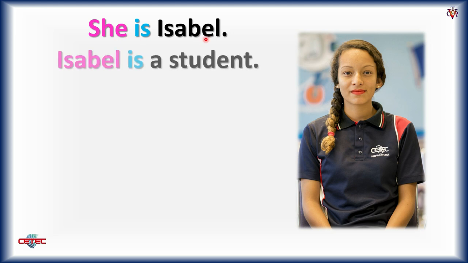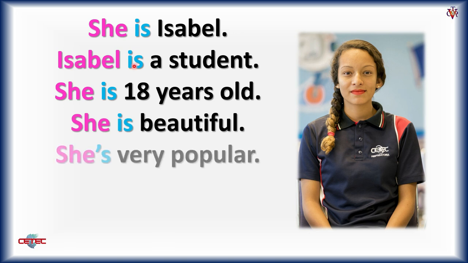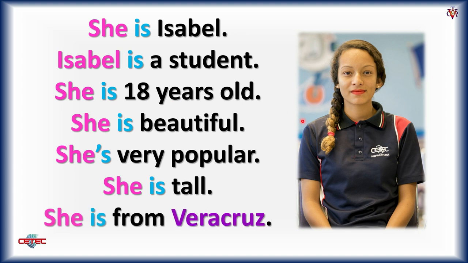She is Isabel. She, it's a girl. Now, Isabel is a student. She is 18 years old. She is beautiful. She is very popular. She is tall. She is from Veracruz. Now, all this information for the girl, they use the subject she, or you can use her name.